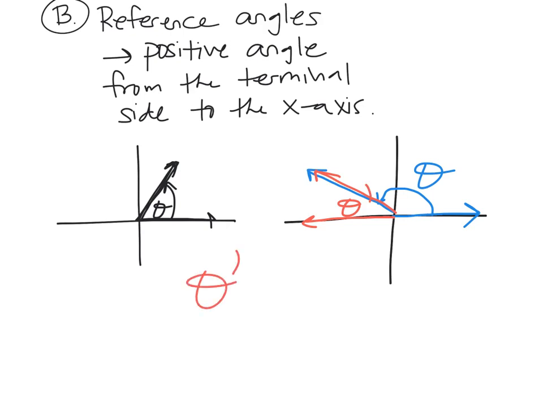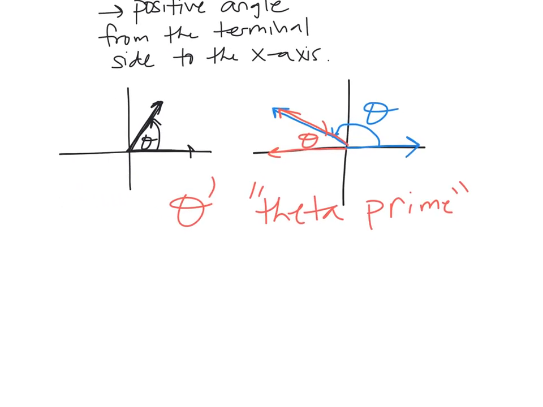Theta with a little apostrophe above it, that's called theta prime. That's the reference angle. What's the big deal about reference angles, you ask? Well, I'll tell you. If you were to take the sine of theta, it's going to equal the sine of theta prime, depending on the sign. We'll get into that in a minute.